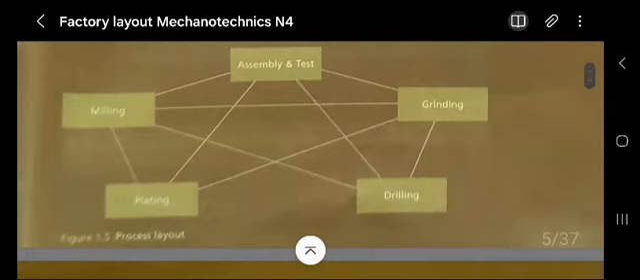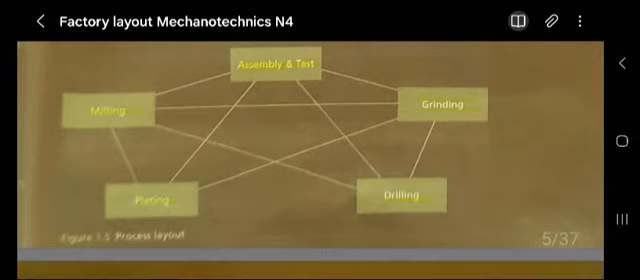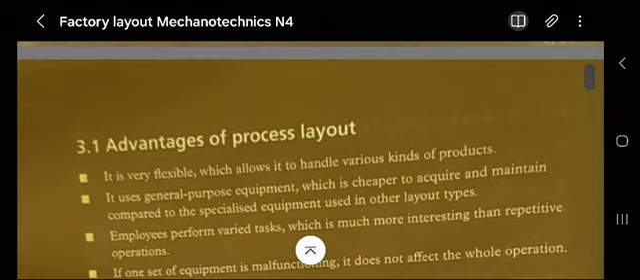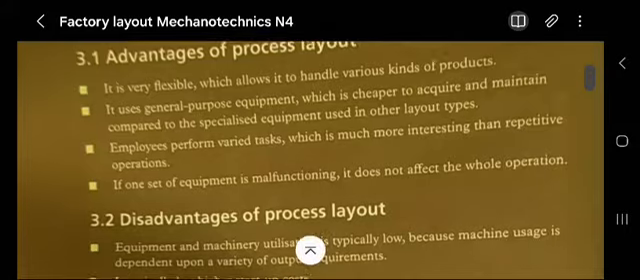So we have assembly test there. Milling, planting, all these things work together hand in hand for assembling. Grinding is a part of that. Drilling is a part of assembling. These things are supposed to take place when you are building in process layout. There are advantages of process layout.